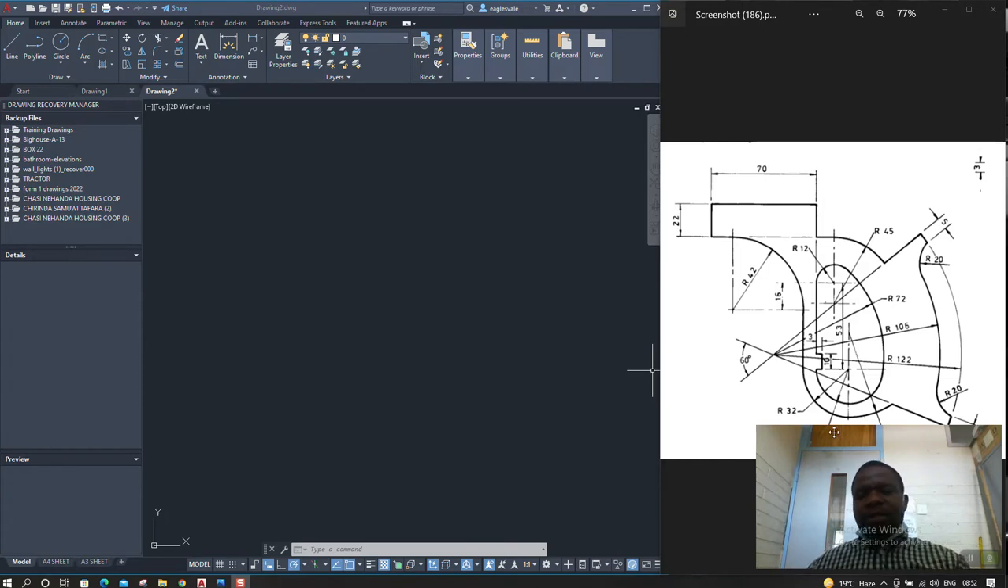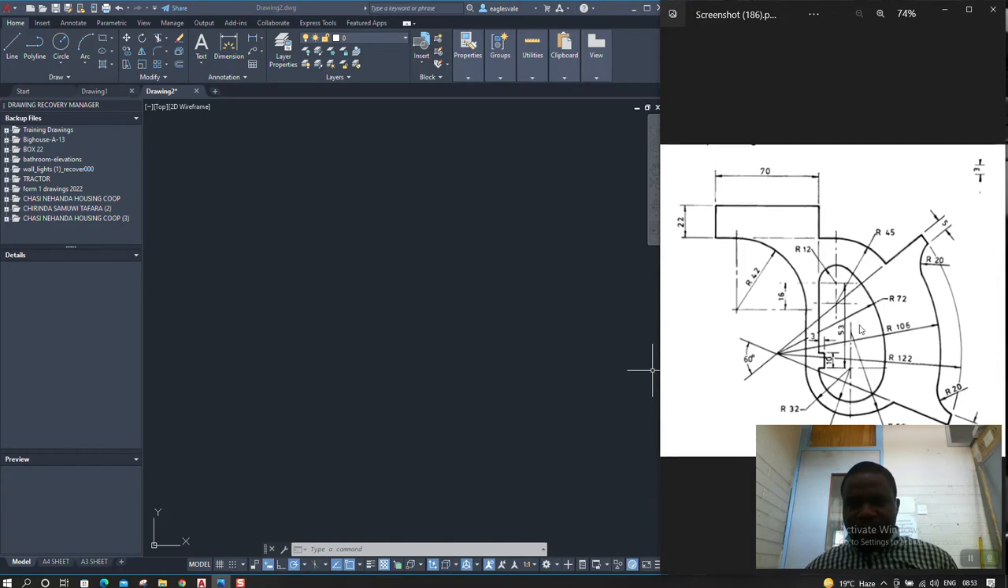In today's tutorial we are concentrating on this diagram, and like I said before, the first thing is to analyze the diagram and let the commands that are used be placed. For example, if you look at this diagram, you get to see that there's a line command that has been used here, where we have 70, we have also 22.